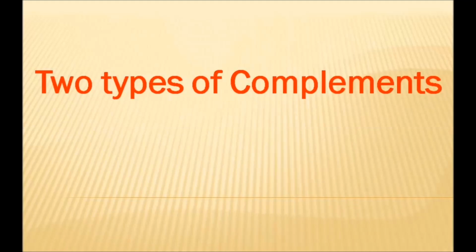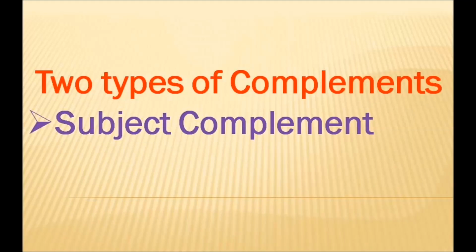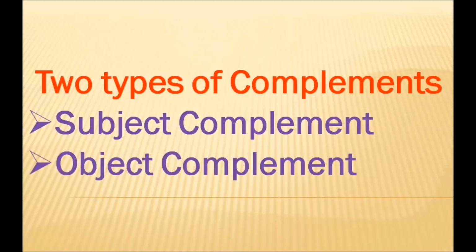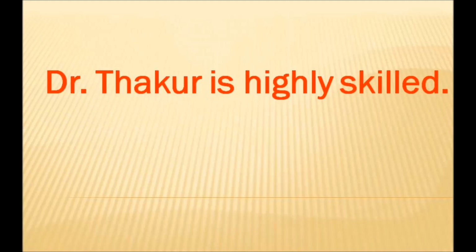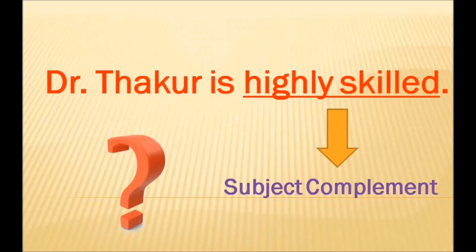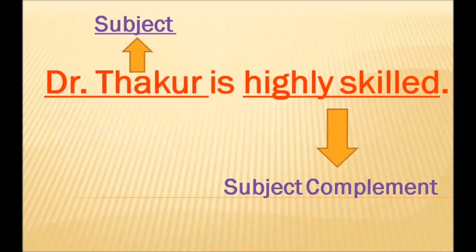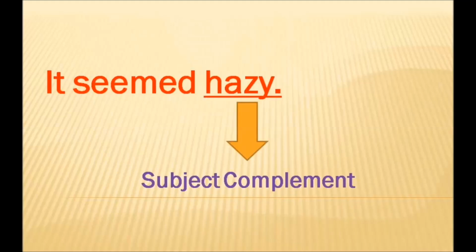Now these complements are of two types. Firstly, subject complement. Secondly, object complement. For example, Dr. Thakur is highly skilled. Here, highly skilled is the subject complement. Why is it a subject complement? Because it is the complement for the subject Dr. Thakur. It seems hazy. Hazy is again a subject complement.